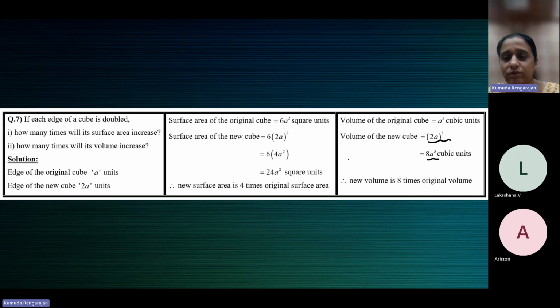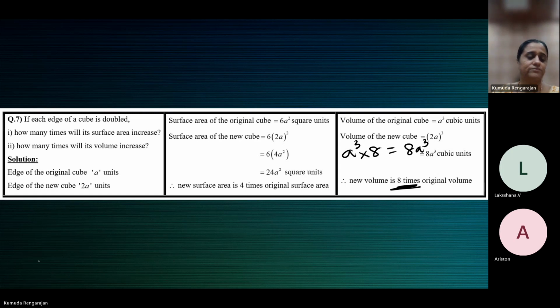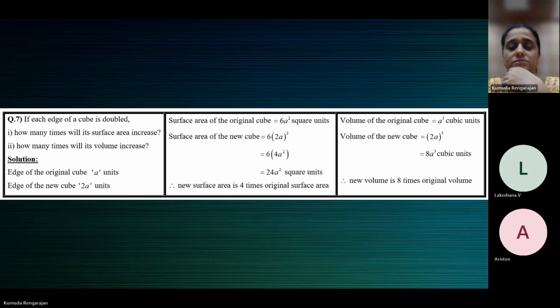So what is the original volume? a cubed. Now how much has it become? 8a cubed, into 8. a cubed into 8 is 8a cubed. So the new volume is 8 times the original volume. Any questions here? Lakshana and Ariston? No, ma'am. All right.